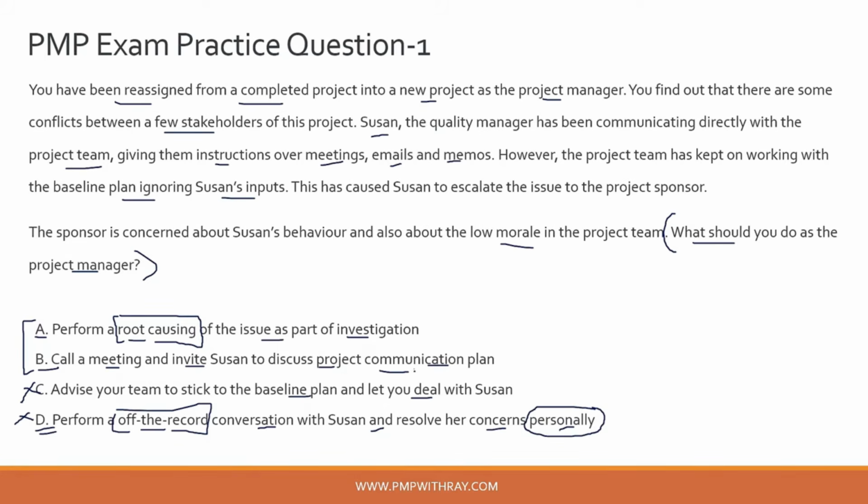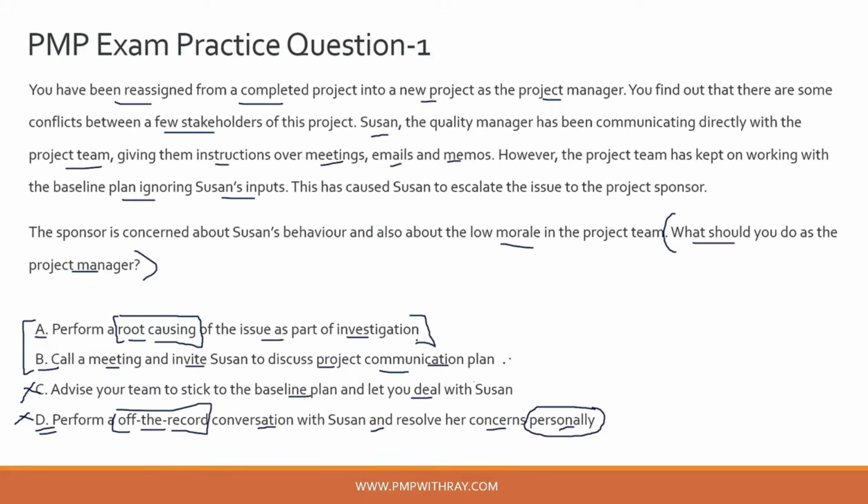And you know what will resolve the concerns that Susan is having? It is by performing the root causing of the issue as part of the investigation. Maybe you have missed out a critical stakeholder from Susan's team. Maybe you were not able to identify Susan as a critical stakeholder in the identify stakeholder stage, in the initiation stage of a project. Okay, so all this data will come up if you do a good root causing of the problem and try to solve the issue at its core, rather than maybe just calling Susan in a meeting, or maybe just telling your team not to listen to what Susan is saying and continue with the way they are doing the project, etc., right?